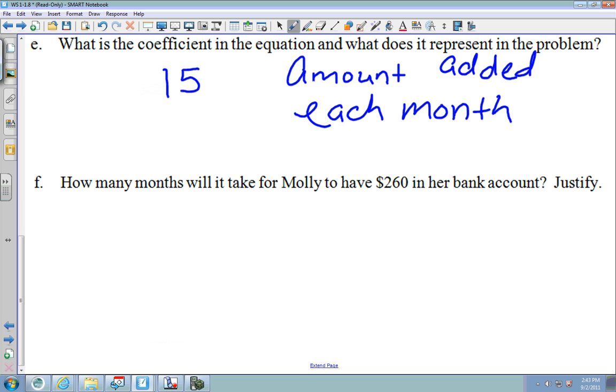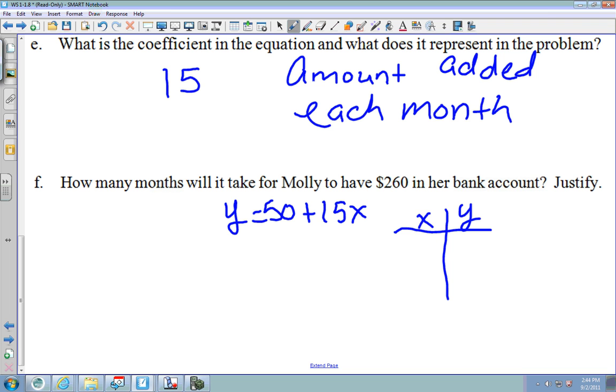Now this says, how many months will it take Molly to get $260? If you had your calculator, you could go into y equals and put 50 plus 15x in there and look where y is 260. And then you're going to find out what the x number is. Another way you can do that is I can write my equation: 50 plus 15x equals 260.